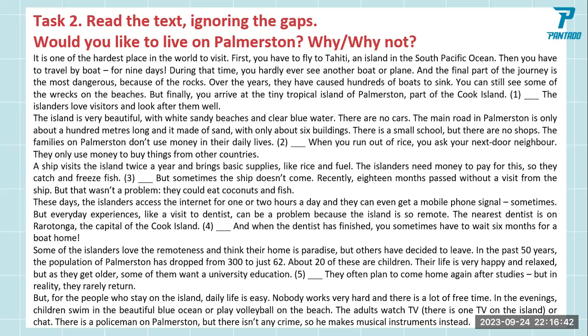The islanders love visitors and look after them well. The island is very beautiful, with white sandy beaches and clear blue water. There are no cars. The main road in Palmerston is only about 100 meters long, and it's made of sand. There are only about 6 buildings. There is a small school. There are no shops. The families on Palmerston don't use money in their daily lives. When you run out of rice, you ask your next door neighbor. They only use money to buy things from other countries. A ship visits the island twice a year and brings basic supplies like rice and fuel. The islanders need money to pay for this. So they try to catch fish.